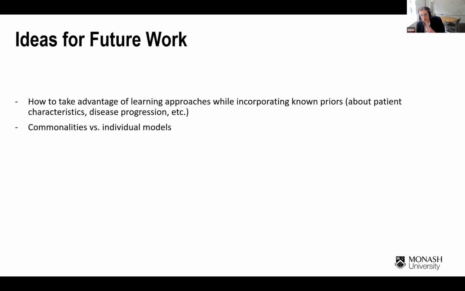And then this question of when is it better to learn an individualized model, and when is it better to learn a model for the entire population? Of course, I think this will also depend on the context and the amount of data available. So I'll end there. Thank you very much for listening, and I'm happy to answer any questions.